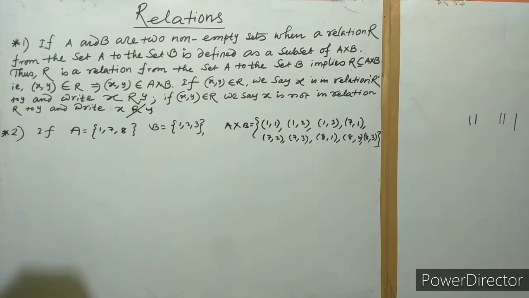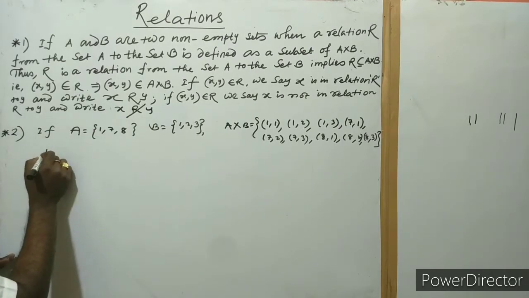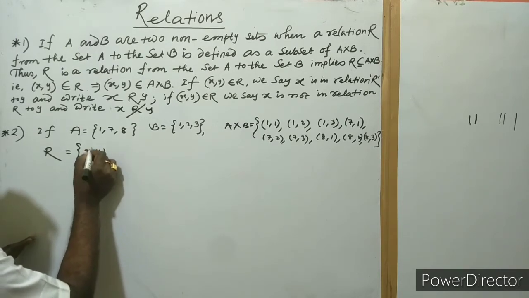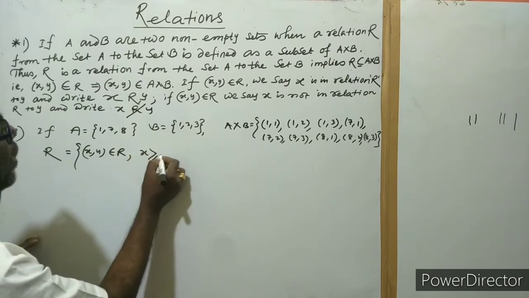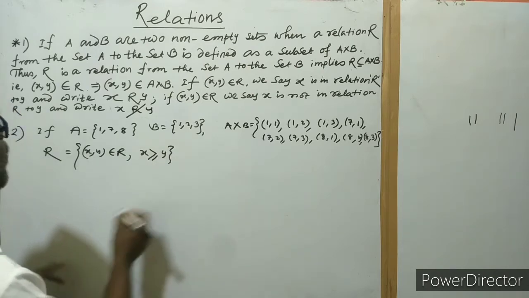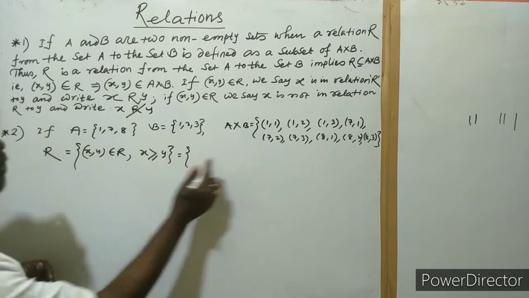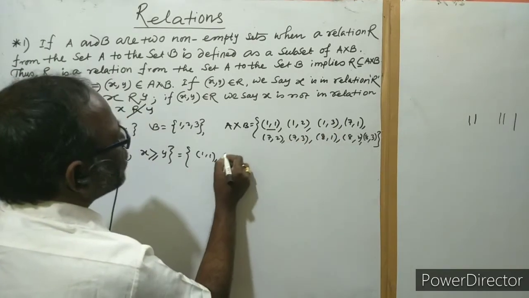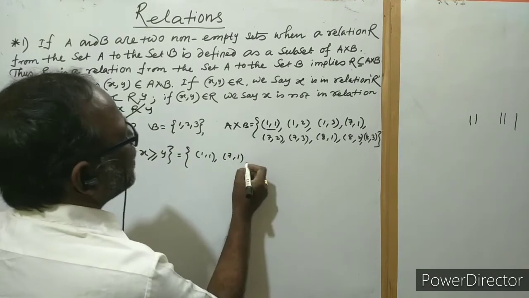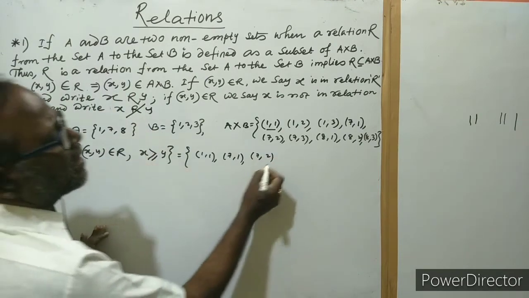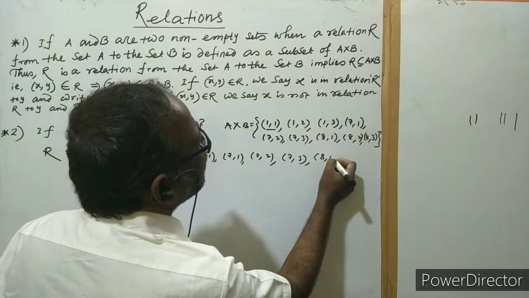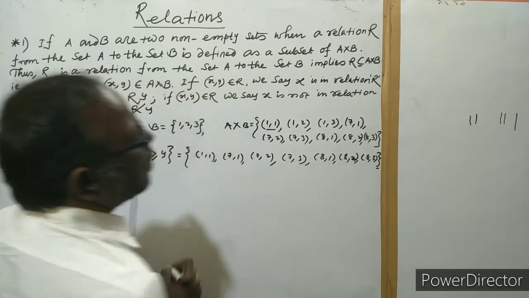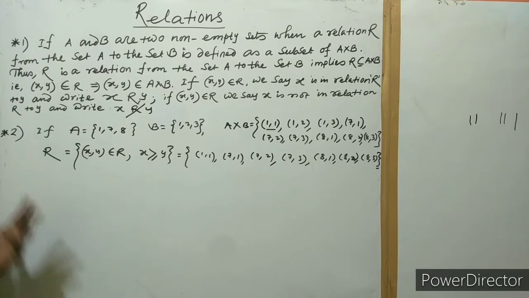There are the pairs of observation, and if in a question it is given that the relation is a collection of data from A cross B where x comma y belongs to R, where x is equal to y or greater than y, what is the collection? Since x equals y, you collect 1 comma 1, and also x is more than y, so 7 comma 1, 7 comma 2, 7 comma 3, 8 comma 1, 8 comma 2, and 8 comma 3 also. So this is the relation under this case.